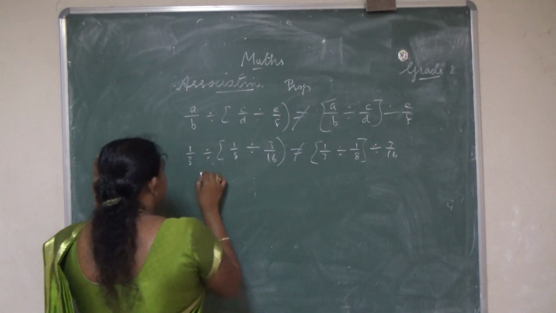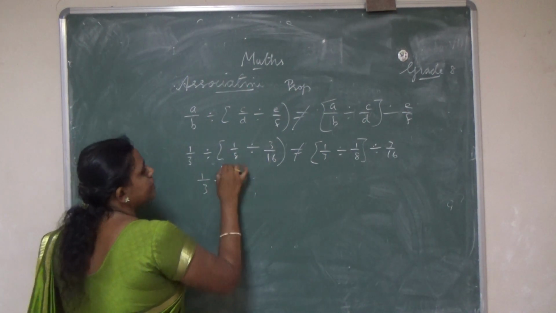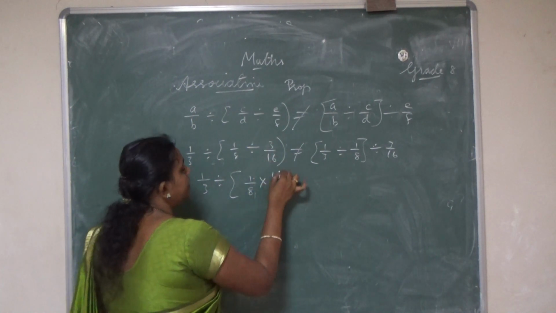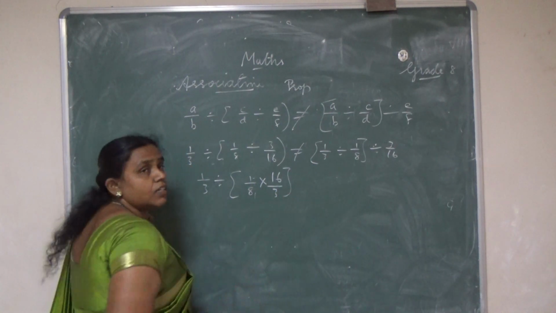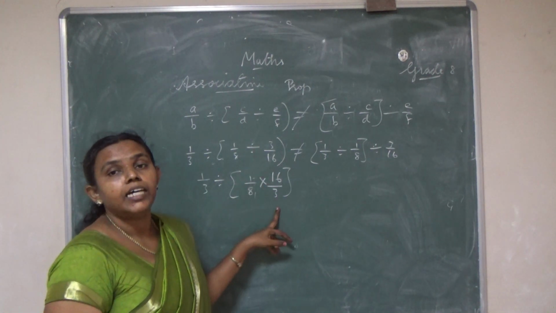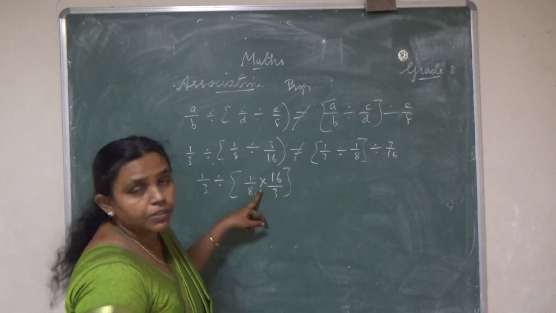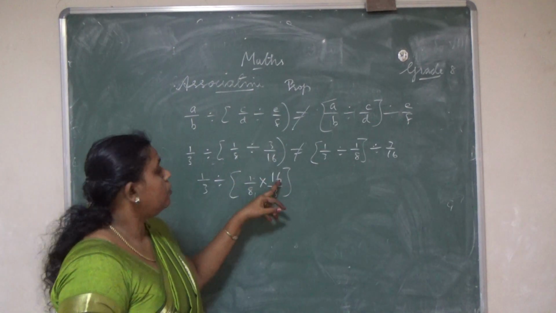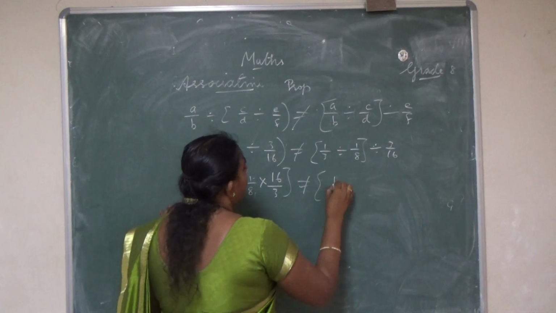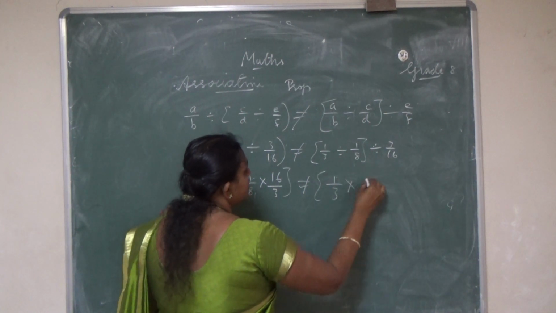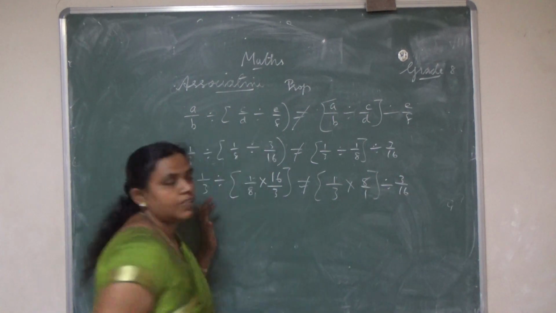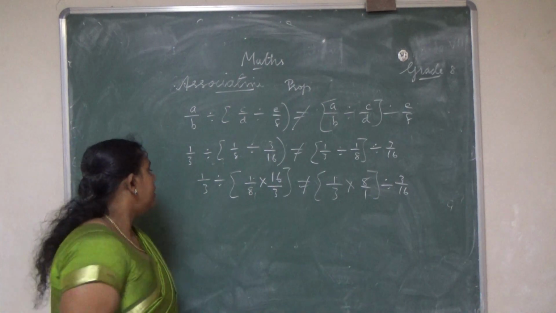So now what do we have to do? 1/3 divided by, what is inside the bracket we will do first: 1/8 divided by 3/16. Since we are changing the sign to multiplication, we have to write the reciprocal, so it becomes 16/3. That is not equal to 1/3 into 8/1, divided by 3/16, where we are writing the second one as it is. Okay. Now what shall we do?